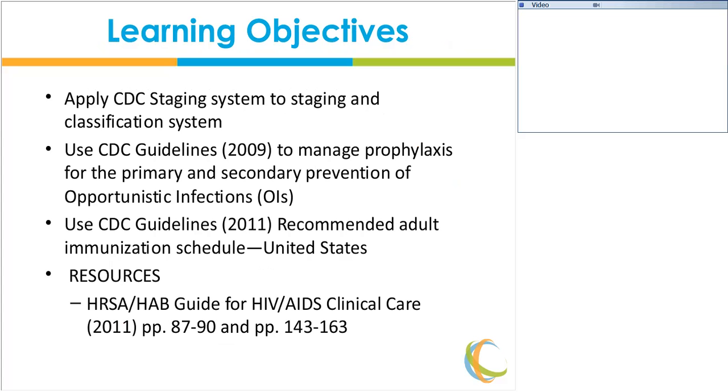Today's learning objectives: we hope to learn to apply the CDC staging system for staging and classifying HIV disease. There's also a World Health Organization classification system, but the one we're going to cover today from CDC is used most frequently in the United States. We're going to learn to use the CDC guidelines, the most recent ones published in 2009, to manage the prophylaxis for both primary and secondary prevention of opportunistic infections. We're also going to apply and use the CDC guidelines for recommended adult immunizations to guide the immunizations required and recommended for your HIV patients.